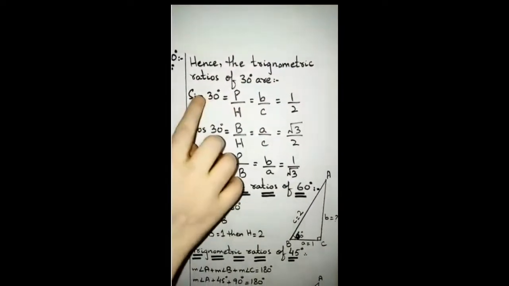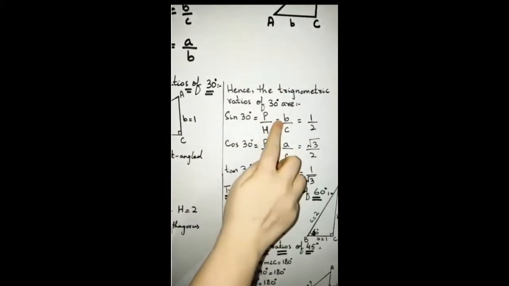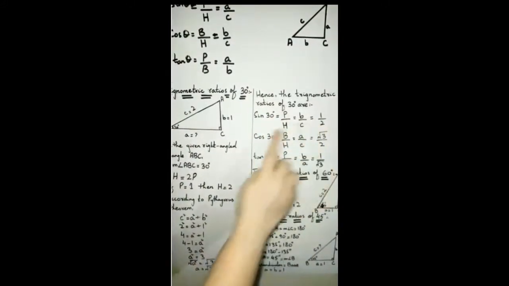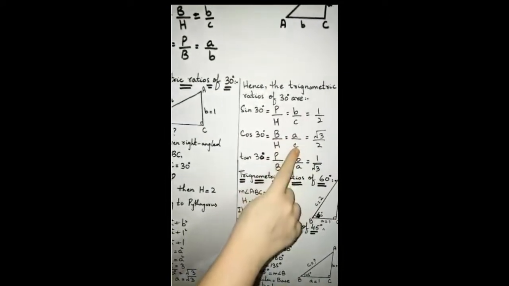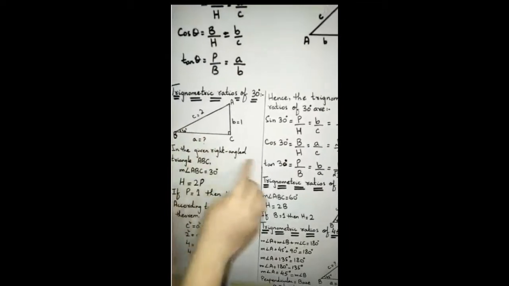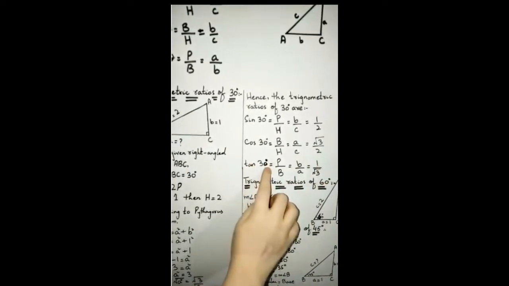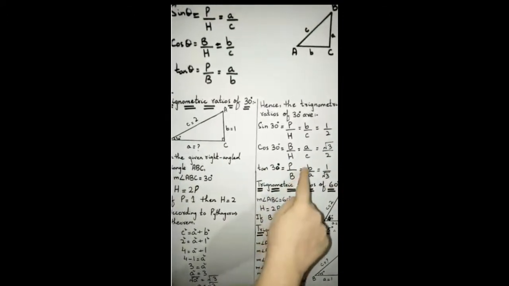Hence, the trigonometric ratios of 30 degree are: sin 30 degree is equal to perpendicular upon hypotenuse is equal to B upon C, B equals 1 and C equals 2. Sin 30 degree is equal to 1 upon 2. Cos 30 degree is equal to base upon hypotenuse is equal to A upon C, and the value is root 3 divided by 2. Tan 30 degree is equal to perpendicular upon base is equal to B upon A, B equals 1 and the value of A is root 3.